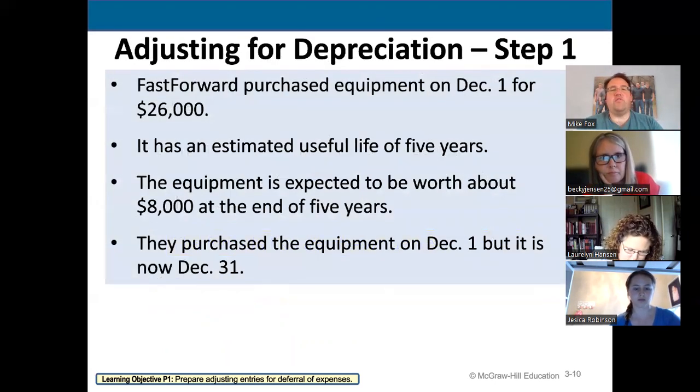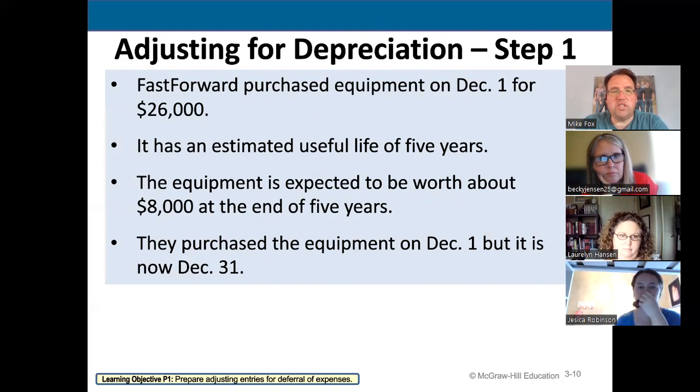All right, so here's our example. We purchased equipment for $26,000. It has an estimated useful life of 5 years, and it's expected to be worth about $8,000 at the end of 5 years. They purchased the equipment on December 1st. But now on December 31st, we've got to recognize the amount of depreciation expense we've incurred this month. So that's 1 month's worth, right? I have to sort of identify how much I'm trying to find here, 1 month's.